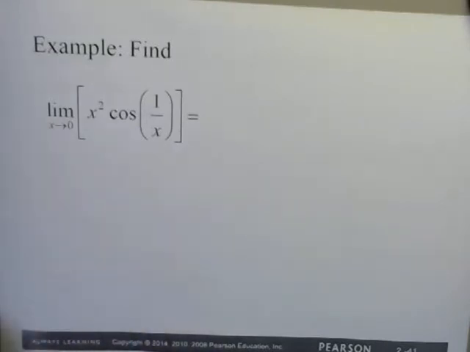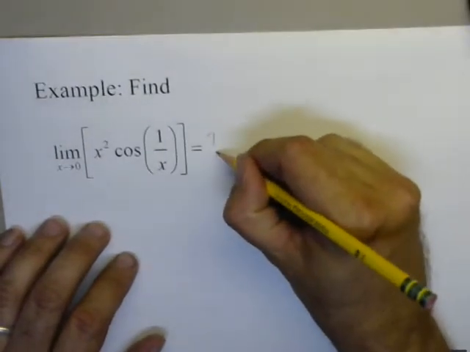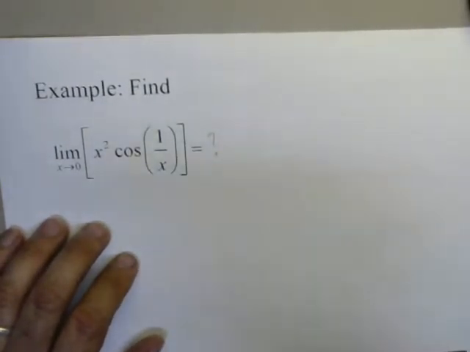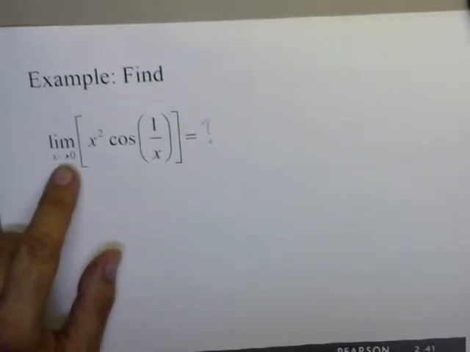So here's another example. This one's a little bit tricky because I'm not giving you the functions to sandwich this between. So you have to kind of think about what are the two functions you could sandwich this between? And then also remember that the two functions have to approach the same height as x approaches 0.